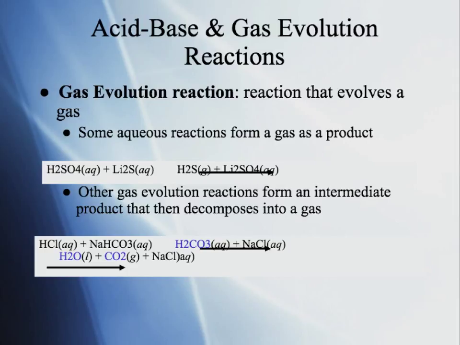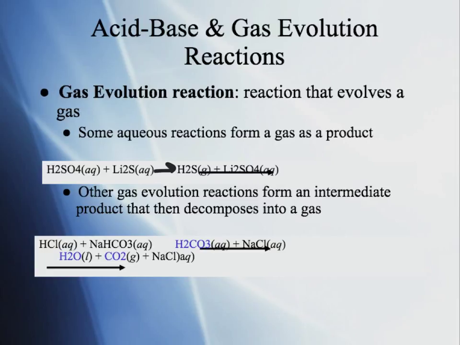All right, so gas evolution reactions are ones that evolve gas. Not like evolution, like gases come from monkeys, but evolution meaning that they release gas. So we're going to get gas bubbles formed in these types of reactions. You'll see little bubbles in your test tubes or in your little wells, and that'll be evidence of a chemical reaction. So here is an example. We have sulfuric acid and lithium sulfide reacting to form H2S, which is a gas, and lithium sulfate, which is an aqueous solution.